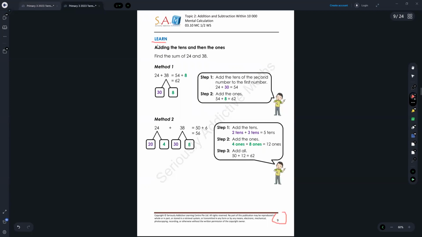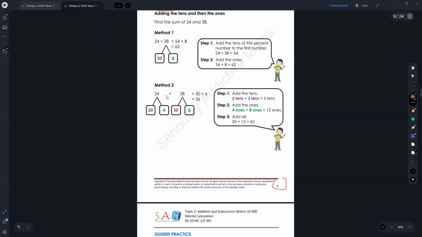Now, how do you add the ones and the tens together? So 24 plus 38 equals 54 plus 8. Why? Because 38 breaks up into 30 and 8. So 30 plus 24, very easy, becomes 54. And then 54 plus 8 would give you 62. You can count forward and so on. So they can do this method.